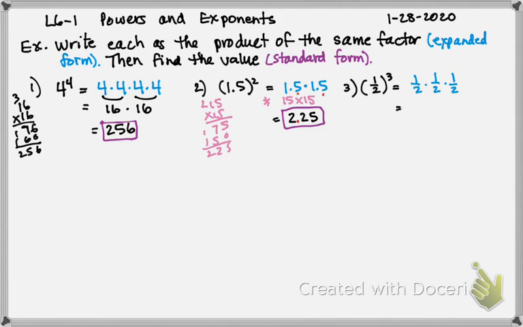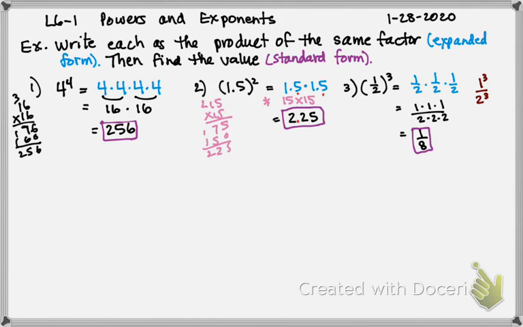Remember with fractions, we multiply the numerators and we multiply the denominators. That would give us 1 times 1 times 1 is 1, 2 times 2 is 4, 4 times 2 is 8. Now, I want to show you something else off to the side. Another way of thinking about this problem is 1 cubed over 2 cubed. If I've memorized those off my lists, I know 1 cubed is 1 and 2 cubed is 8. So there's another way.